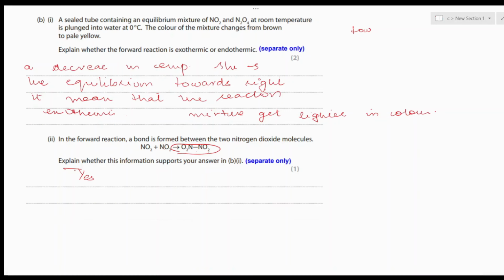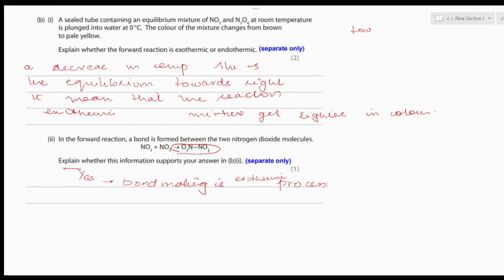First of all, we have discussed that decreasing the temperature moves the reaction in the forward direction. And here there is a formation of a bond. So bond making is which process? Exo. Bond making is an exothermic process.